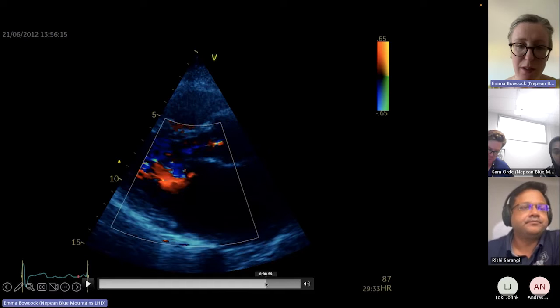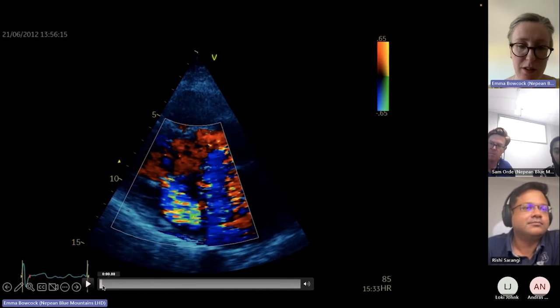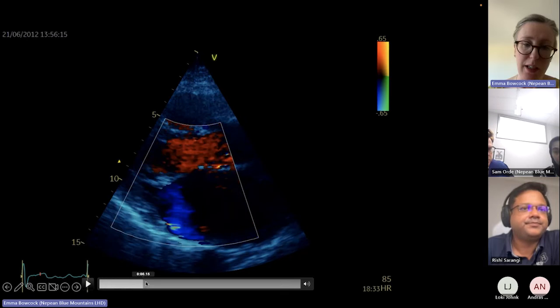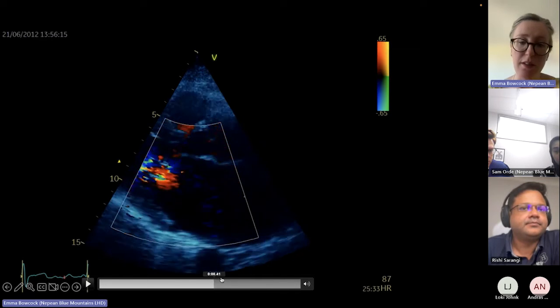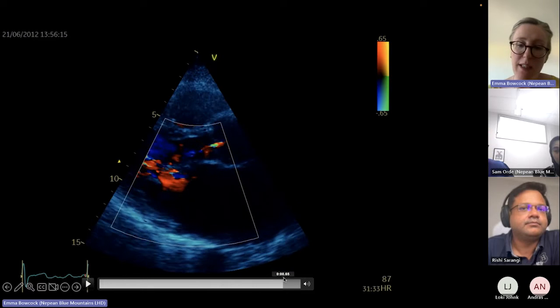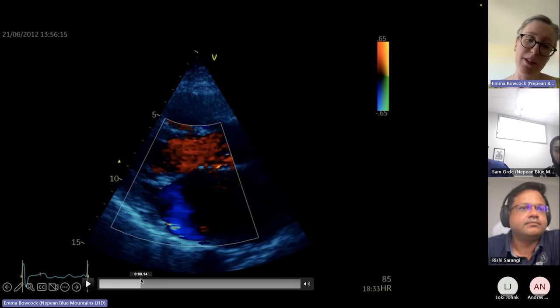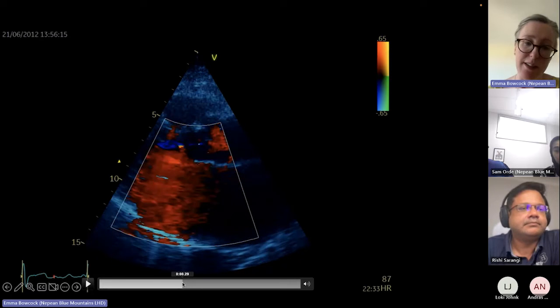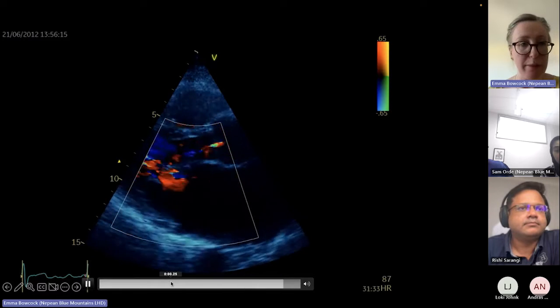So we've got turbulent inflow, some AR in diastole, and then in systole, which is just starting there, we've got that big jet of mitral regurgitation. Again, hard to quantify. It looks like it's probably moderate, but difficult to say just on this one view. And that really dilated left atrium as well. So always worth just slowing down, especially if you can't quite figure out if there's MR and MS and all of that. And just scroll through that.